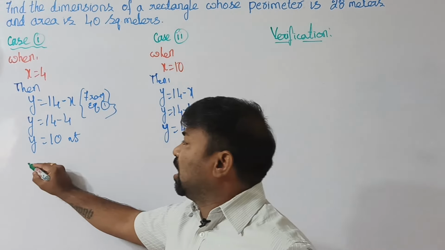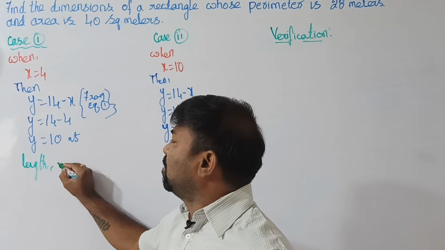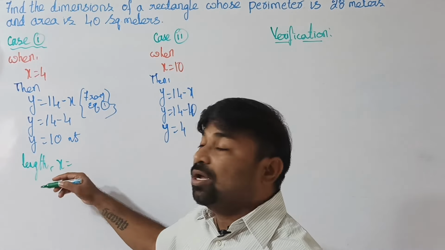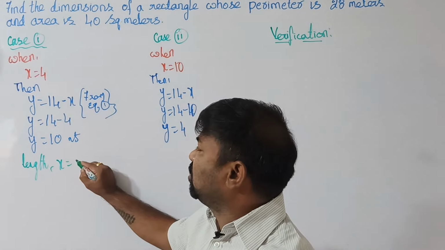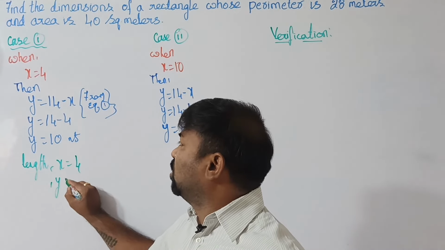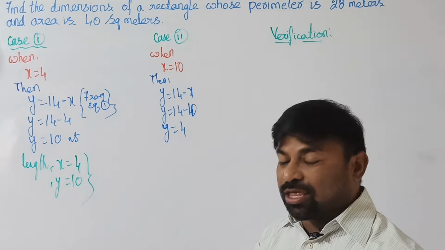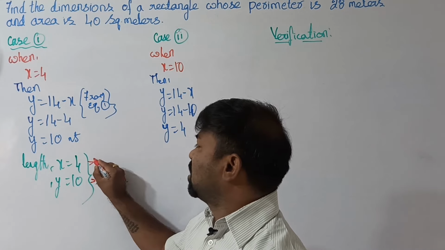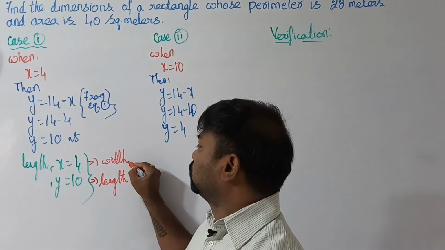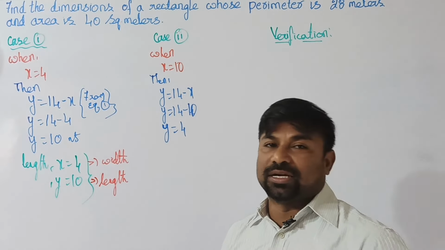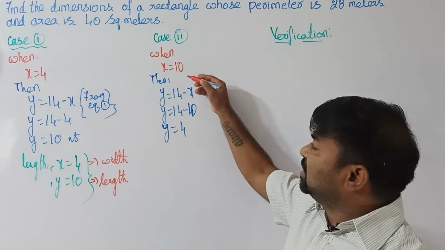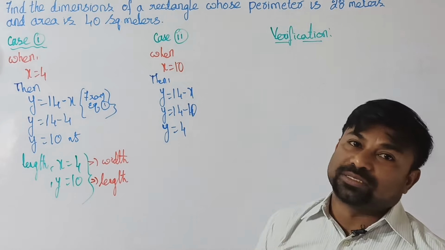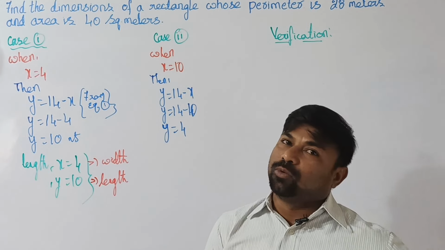Means according to this, length, x equals, generally obviously the bigger one is the length. Of course, here x is equal to 4 and y is equal to 10. Longer side is length. So we like to take this as length and this as width or breadth. Longer side we take as length and the shorter side we take as breadth. Here in this case we are getting the reverse of that. Here the length is becoming x and the breadth is becoming y. Whatever it might be the length and whatever it might be the breadth.